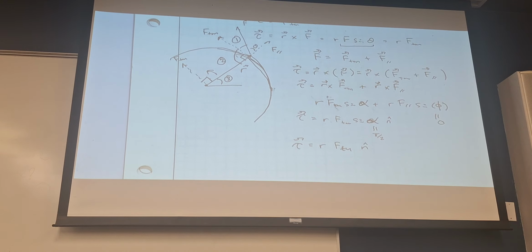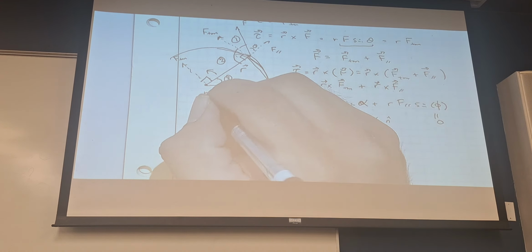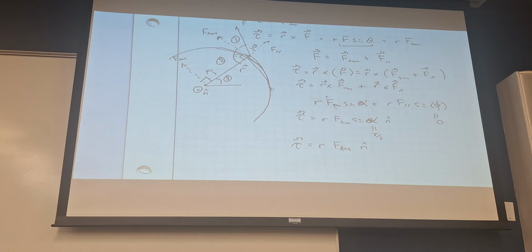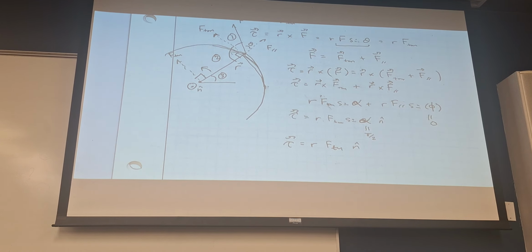And which direction is n hat pointing? Is it in the table or out of the table? Out of the table. So I put my hand in the direction of R, and I curl it in the direction of F. So my n is pointing out of the table. So n is out of the table. Okay. So that's what we covered last time.